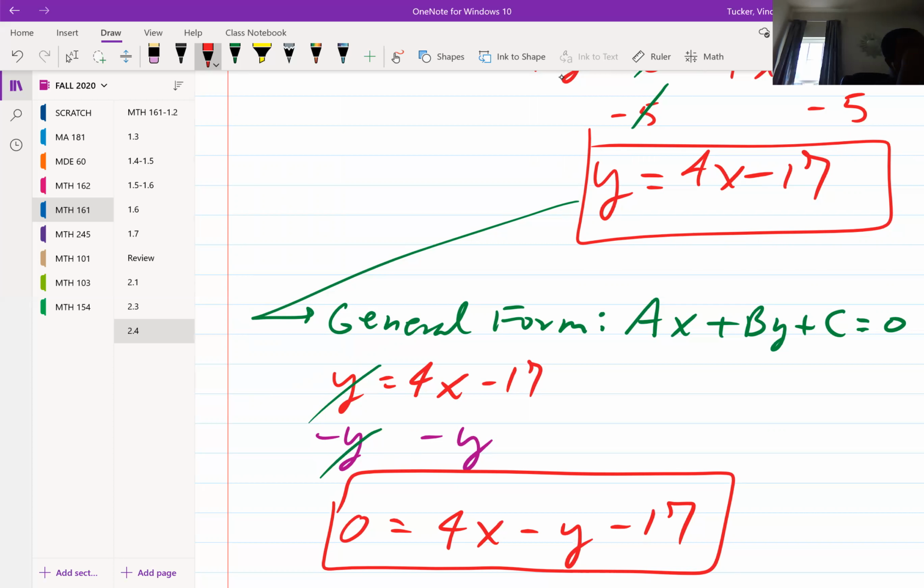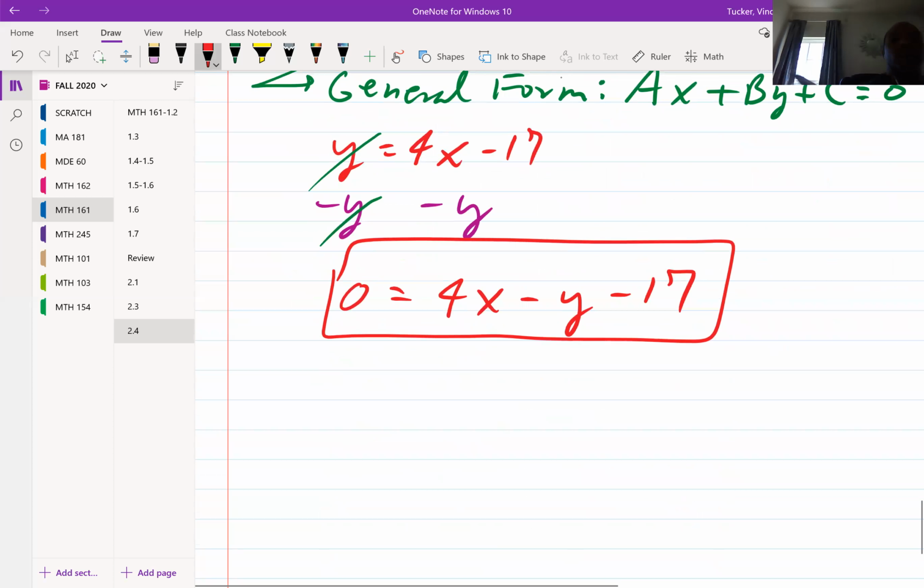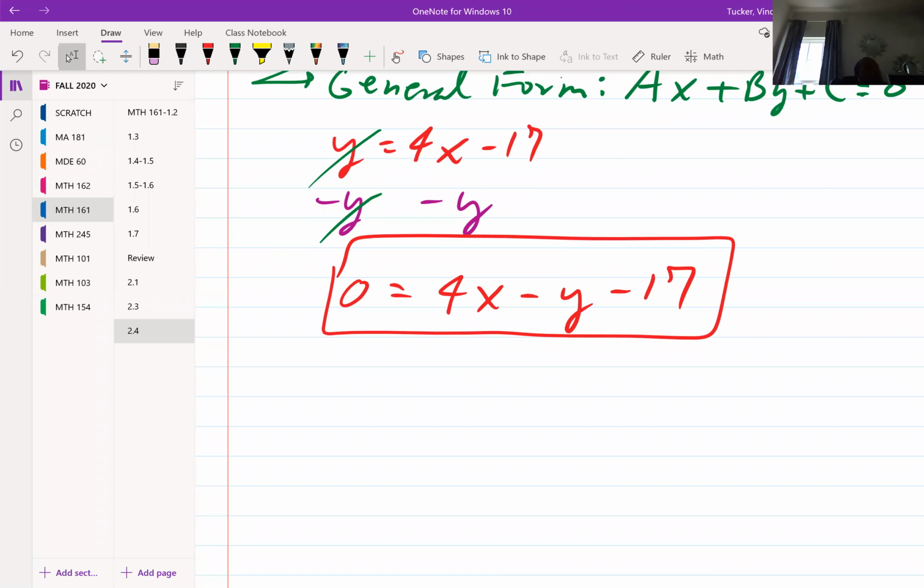Questions, questions, questions. All right. Questions on those types of problems? Those are the only two types of problems in the section. Questions on anything before we leave it?